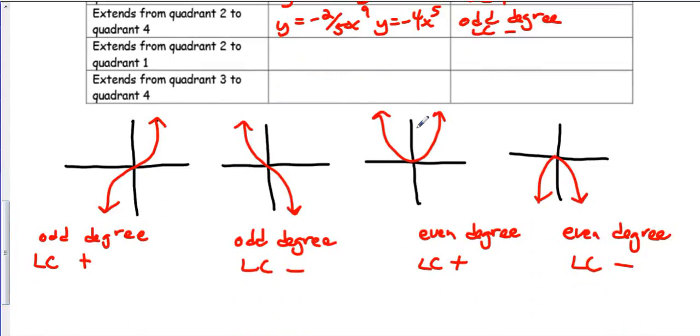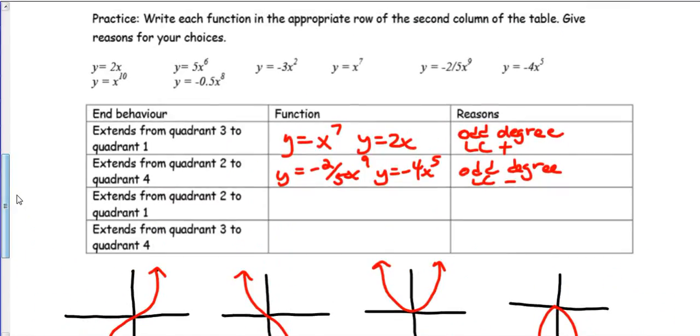Okay, if we extend from quadrant 2 to quadrant 1, then we look at this one, 2 to 1. So that is even degree, leading coefficient positive. So I've got y equals 5x to the 6th, and I've got also y equals x to the 10th. If you graphed both of those, they would have that end behavior, quadrant 2 to quadrant 1. These are both even degree, and they are leading coefficient positive.